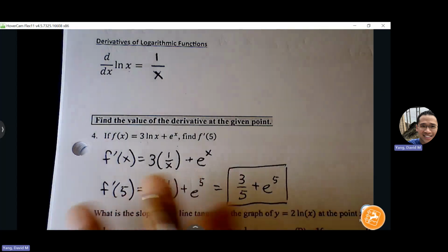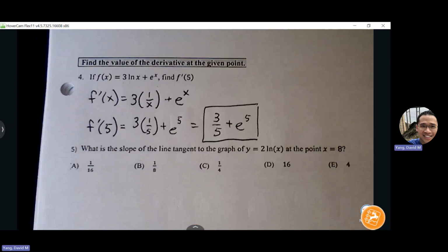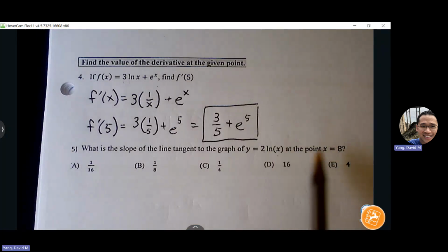Okay. Number 5 is asking pretty much the same thing. What is the slope of the tangent line to the graph at point x equals 8? Find the derivative, plug 8 into the derivative, and then get the slope. Okay, so try 5 and 6. Those should come pretty easy.